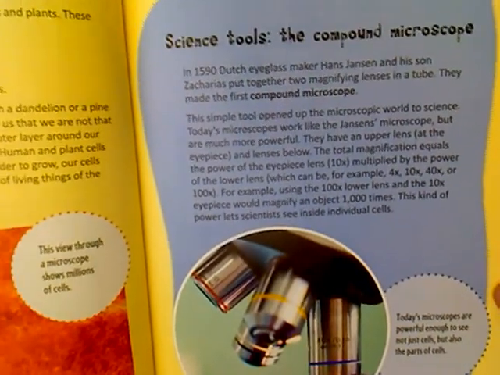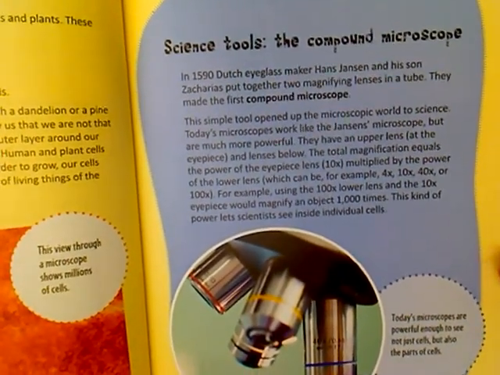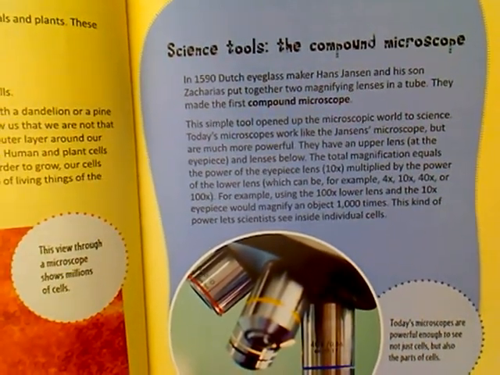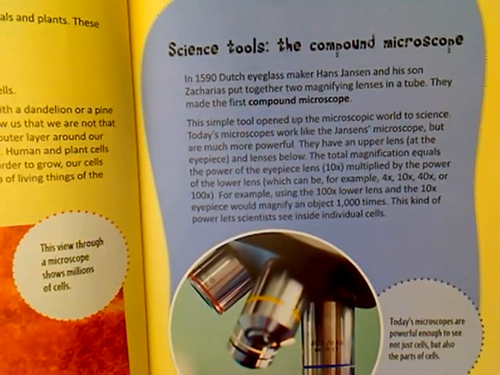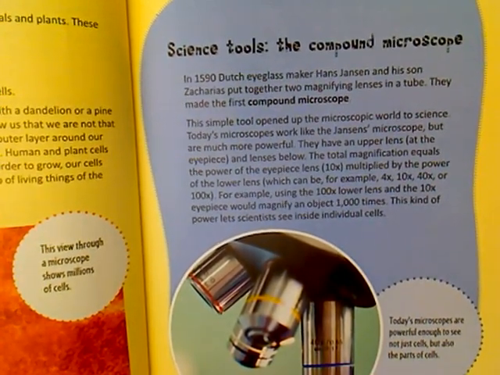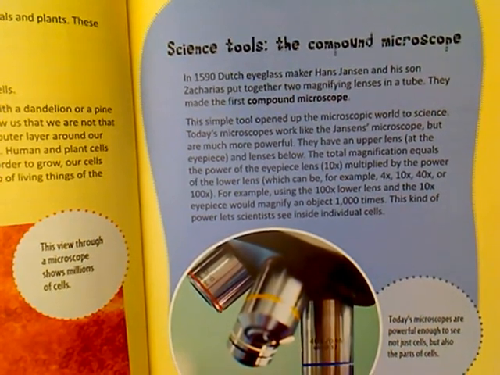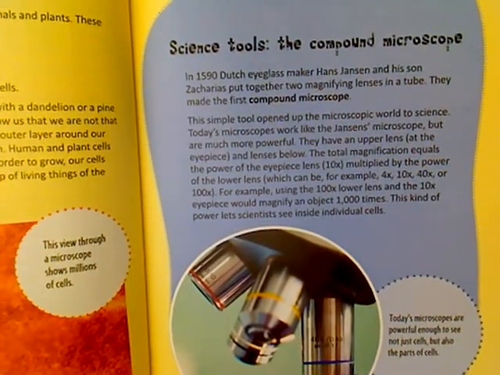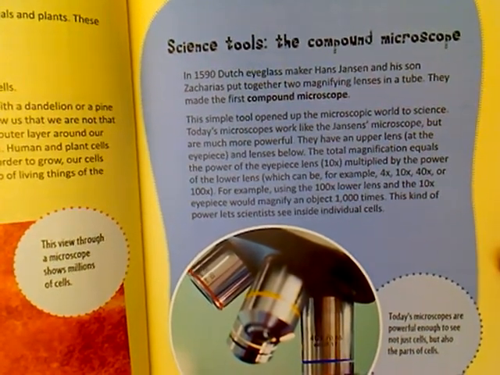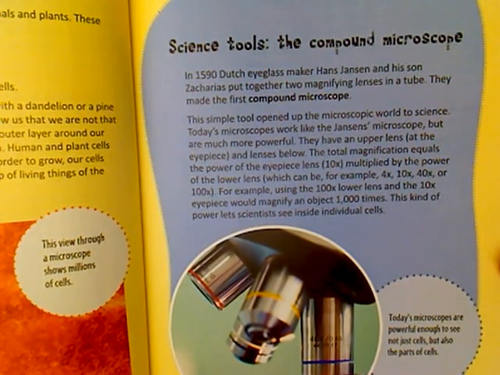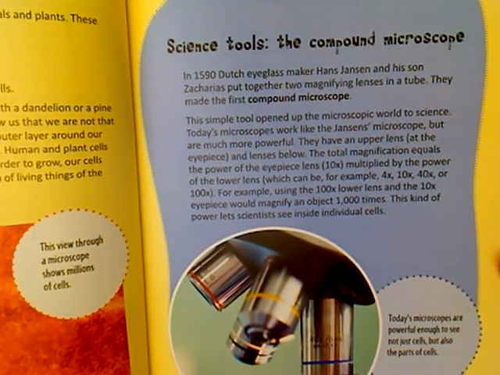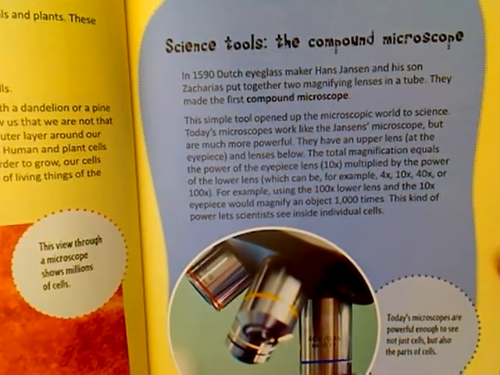I'm on page 7. This is a text box, and it's about science tools, the compound microscope. In 1590, Dutch eyeglass maker Hans Janssen and his son Zacharias put together 2 magnifying lenses in a tube. They made the first compound microscope. This simple tool opened up the microscopic world to science. Today's microscopes work like the Janssen's microscope, but are much more powerful. They have an upper lens at the eyepiece and lenses below.